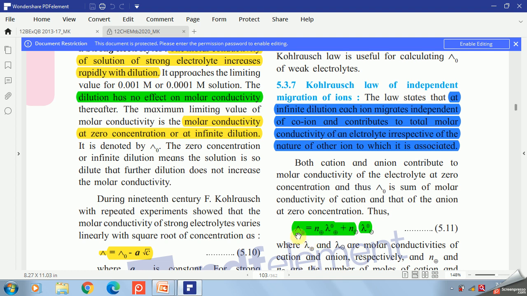So the molar conductivity of that solution, lambda 0, is equal to n plus, the number of moles of that cation, into the molar conductivity of that cation at zero concentration, plus n minus, the number of moles of that anion, into the molar conductivity of that anion at zero concentration.